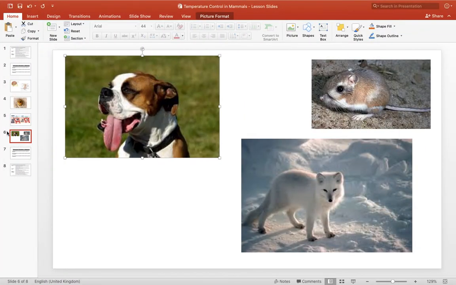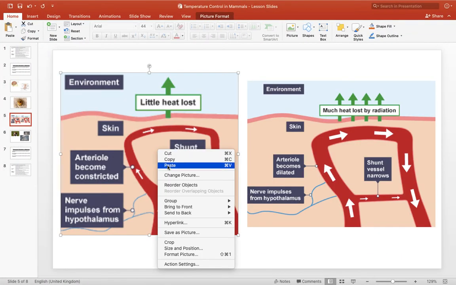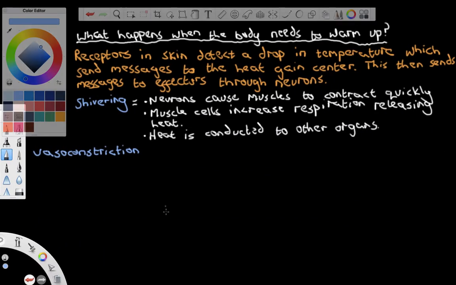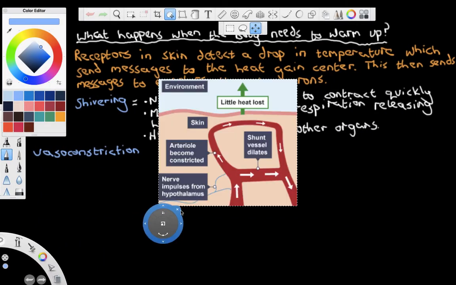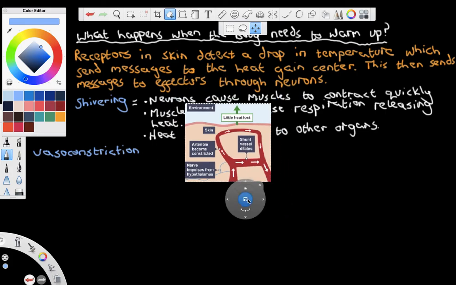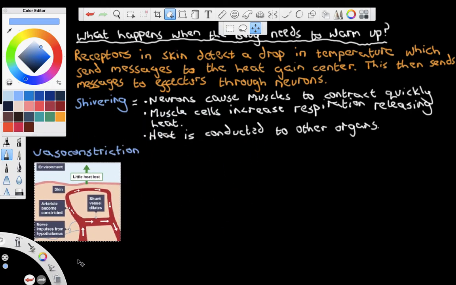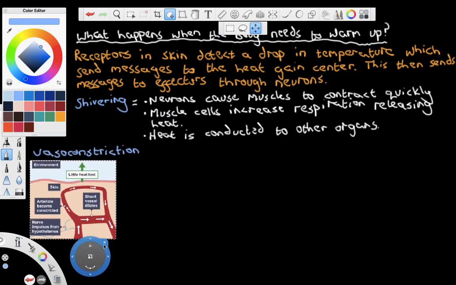Vasoconstriction. Now, vasoconstriction is this other image that is a bit more blurry than this one. Now, the opposite happens. When we said vasodilation, the blood vessels near the skin dilated. We've now got the opposite. Blood vessels near the skin are now going to contract, while shunt vessels are going to dilate. That means that blood doesn't flow as close to the surface of the skin, therefore keeping heat in. You lose less heat via radiation.